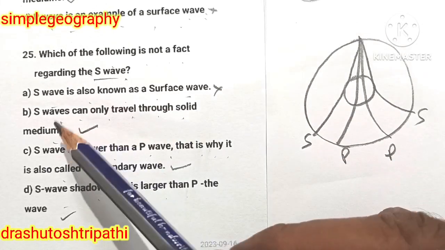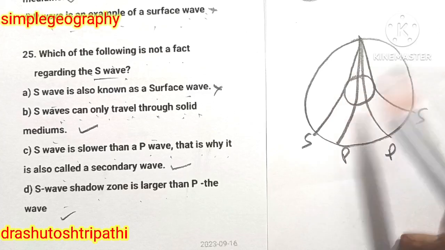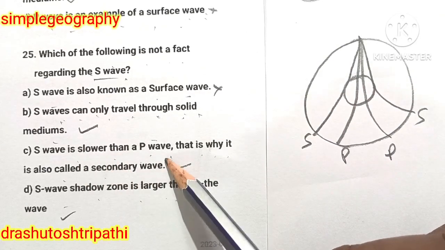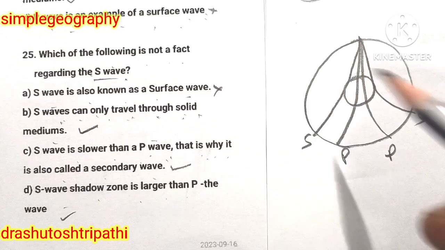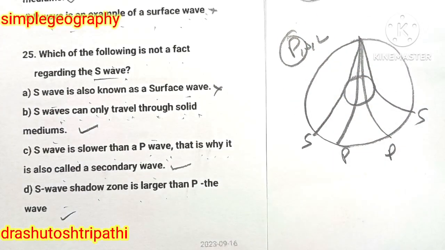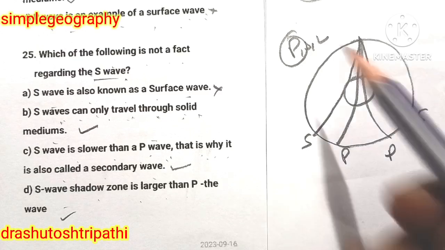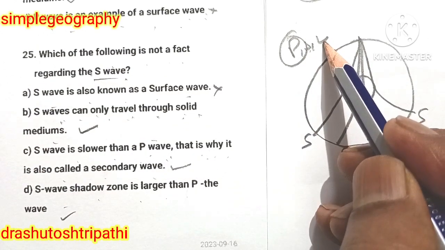So S wave can only travel through solid medium. From this picture it is clear. S wave is slower than P wave, that is called the secondary wave. That is also because among all the three waves, P, S and L, the primary wave, or P wave, arrives faster. Its speed is faster compared to S wave. S wave speed is faster compared to the L wave.